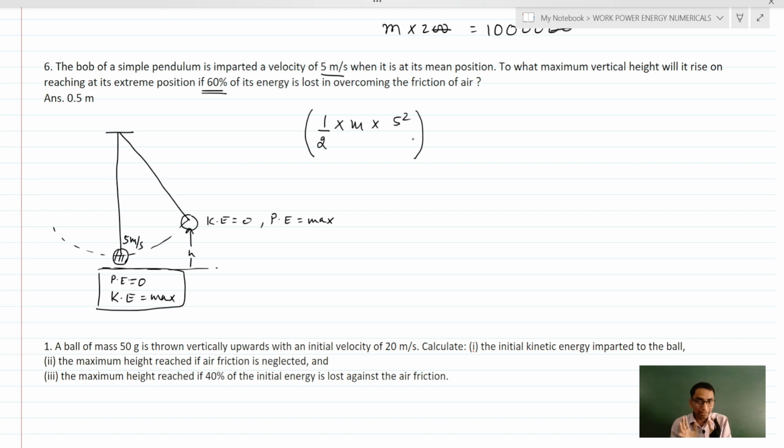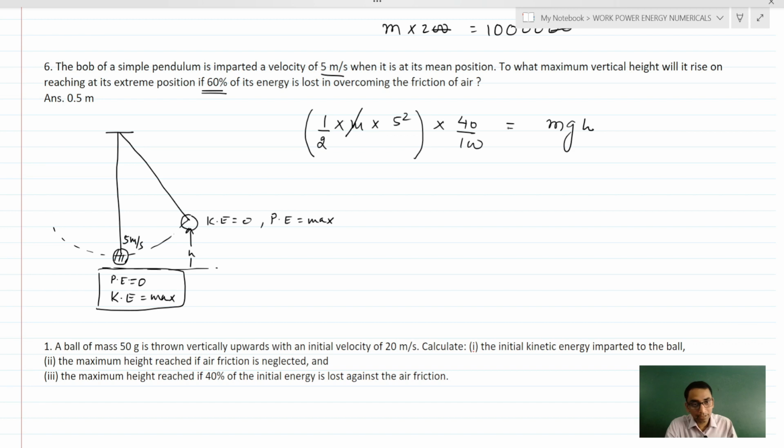So ideally you understand it like this: 60% is lost. So whatever energy is there at the bottom, its 40% energy is used to convert into the potential energy, right? So this is times 40%, that is 40 by 100. That itself is equal to the potential energy at the maximum height. Ideally it should be 100%, but it is losing energy.